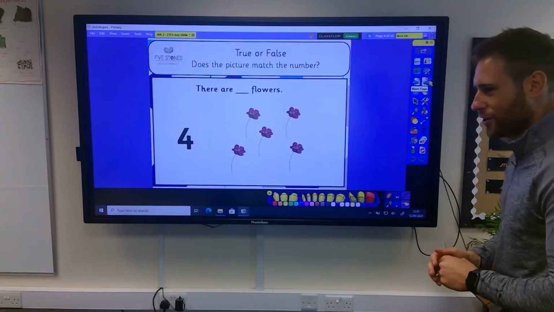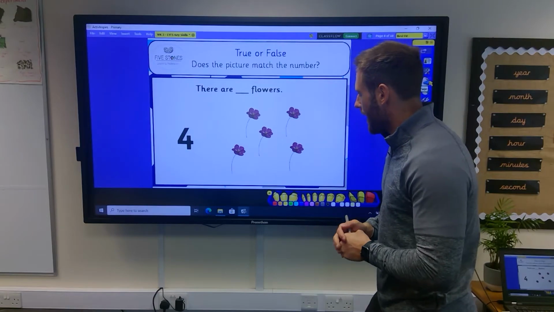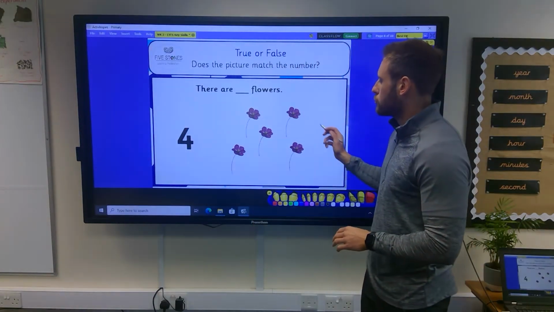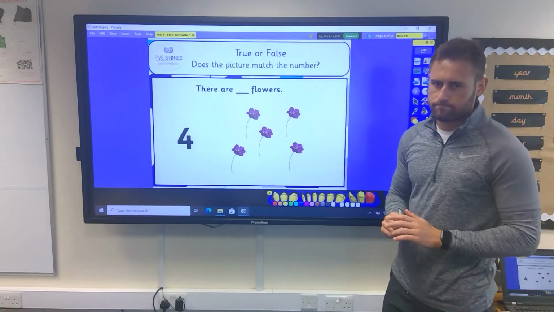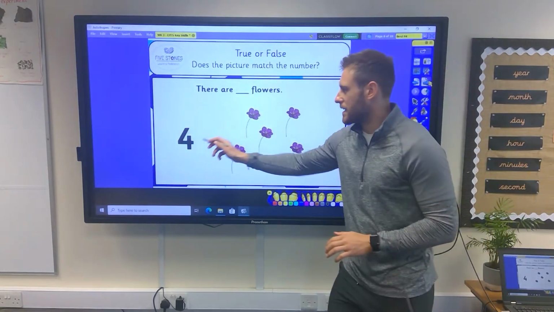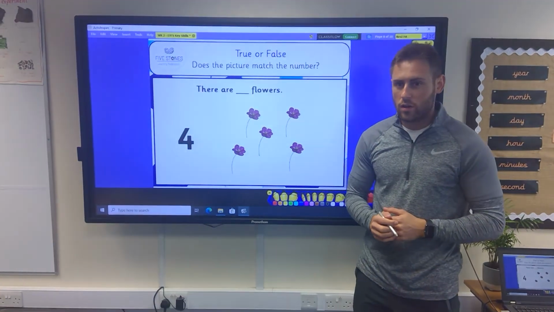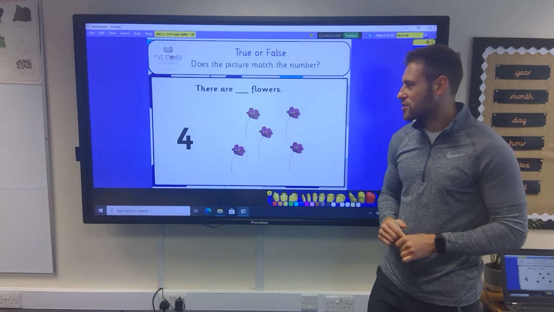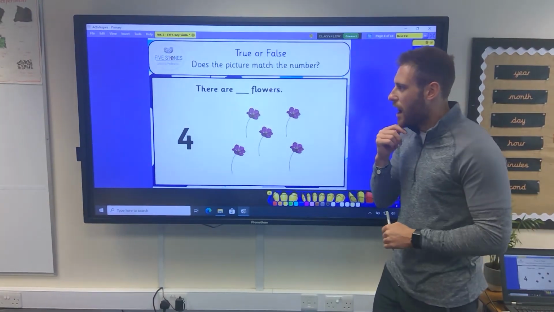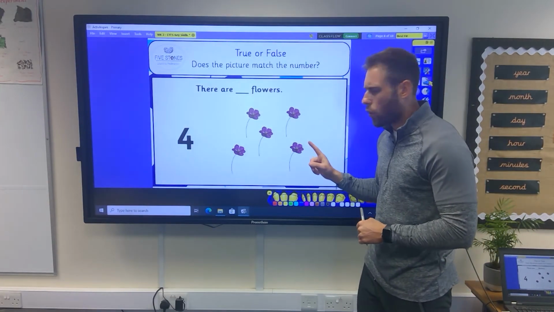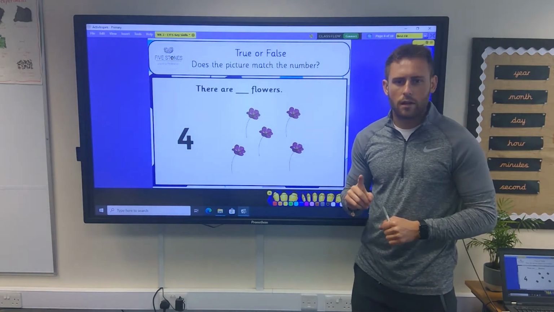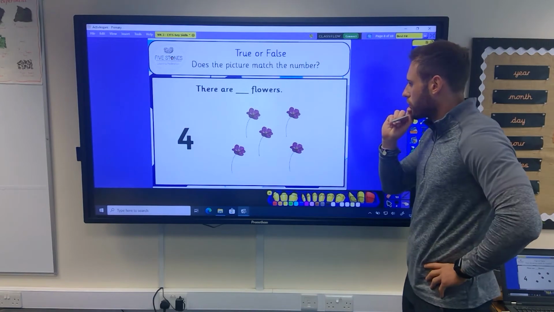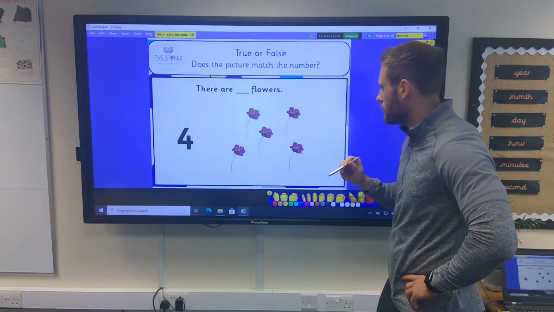Oh, I have got a different activity. I have got a number written here, and I have an amount of some objects. And I need to see if these two match. So this number is the number 4. Yeah. So we need to ask ourselves, are there 4 flowers? If not, how many might there be? So are there 4 flowers? Shall we start counting them?